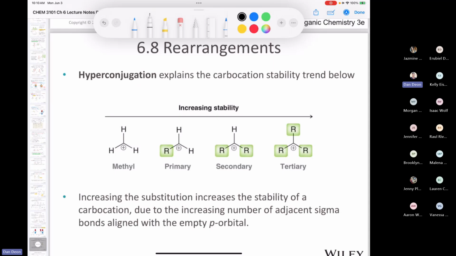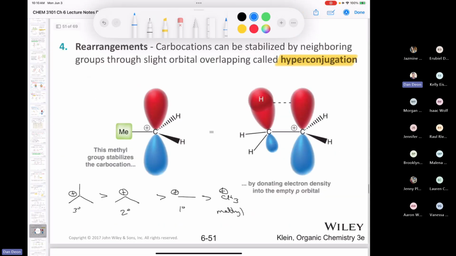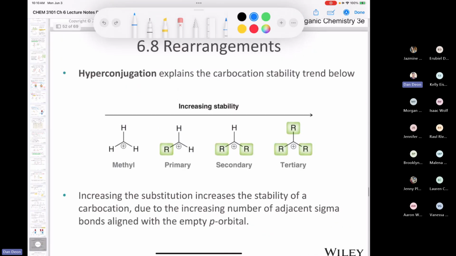So increasing the substitution on your carbocation increases its stability due to an increasing number of adjacent sigma bonds aligned with the empty p orbital. I'm never, ever going to quiz you on this kind of orbital overlap here, but make sure you read it. You might find it useful, but I never quiz my students. I just want them to know the trend. So know this trend, okay? Make sure you're perfectly aware of that trend.